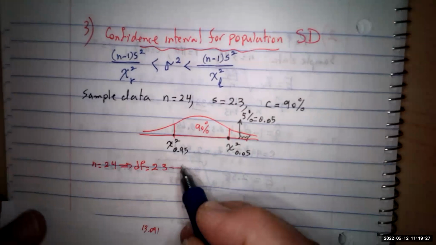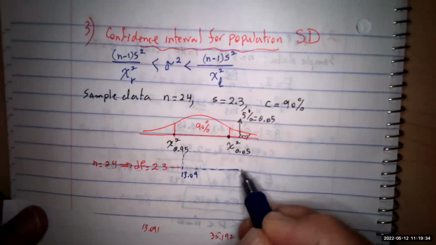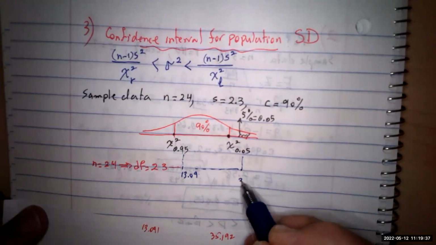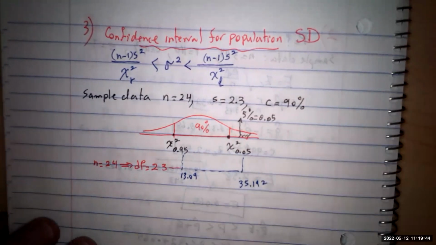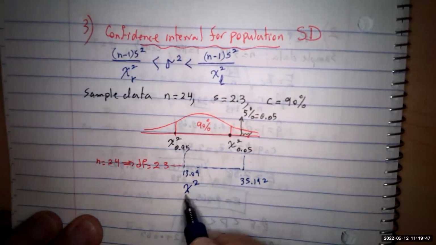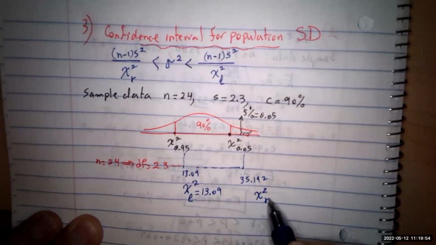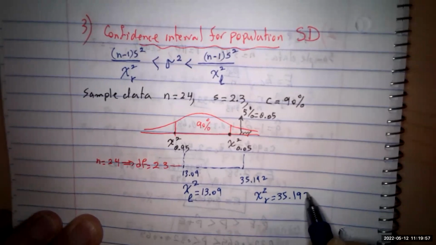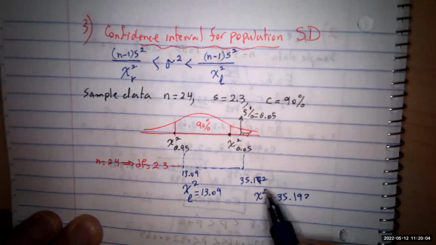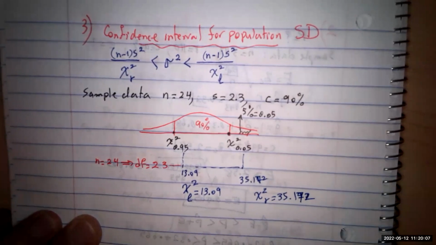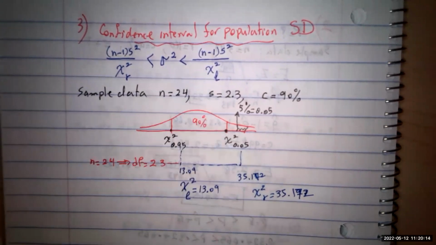You see this number? This number is 13.091, and we continue to this part, and this is going to be 35.172. So basically, this is chi-squared to the left, 13.09, and the chi-squared to the right is 35.17. Any question? Go back, substitute here to get the confidence interval for the variance.